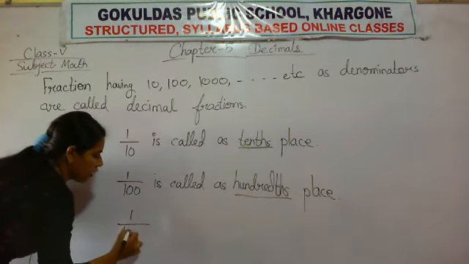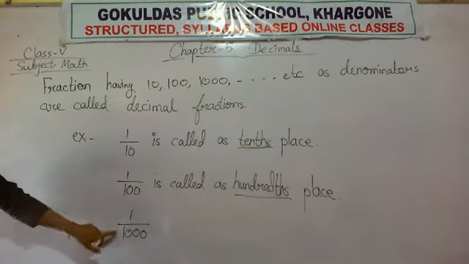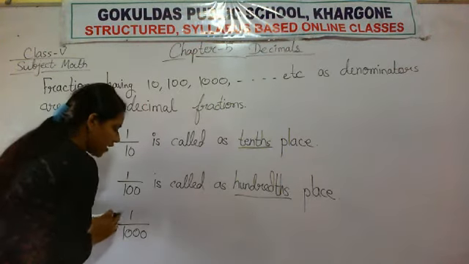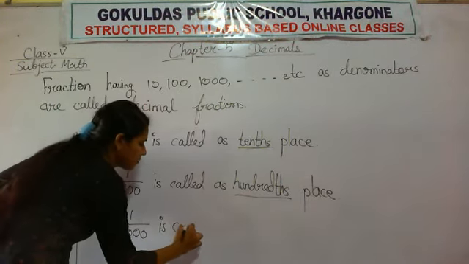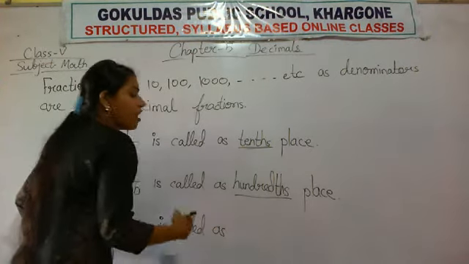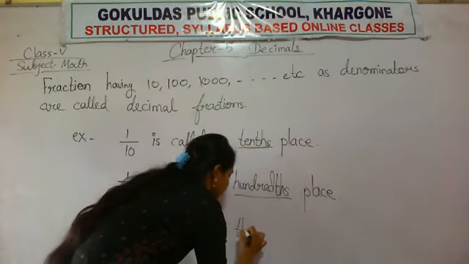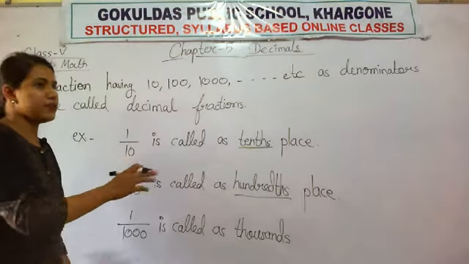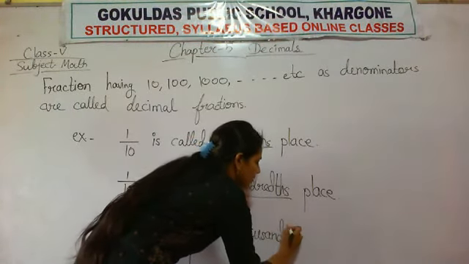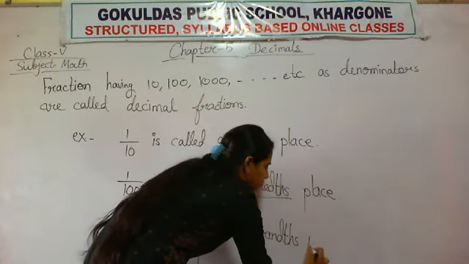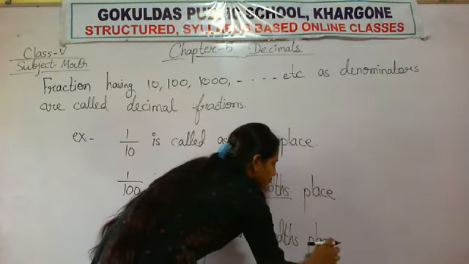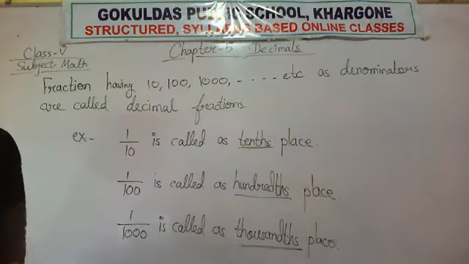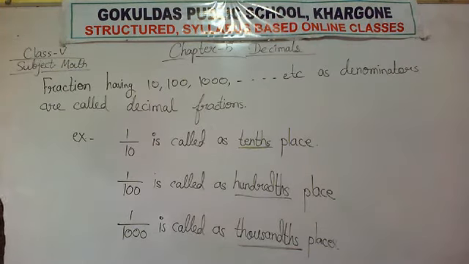1 upon 1000 is a fraction. Here 1 is the numerator, 1000 is the denominator. 1 upon 1000 is called thousandths. It is not thousands, right? It is not the thousands place. It is the thousandths place. We remember here TH is there. Okay? TH is there. So we remember.